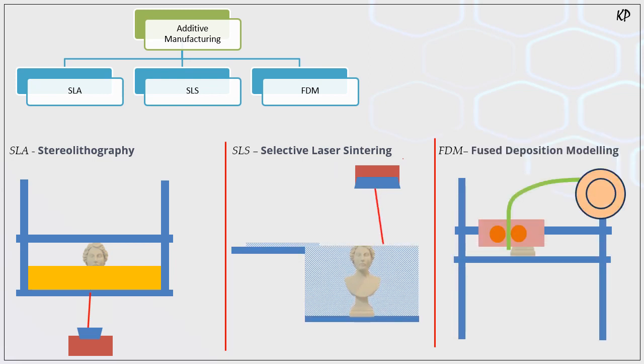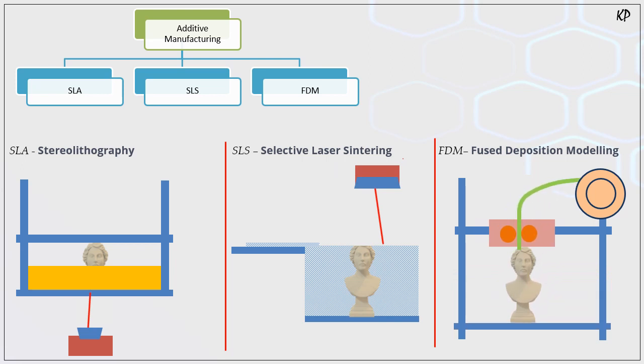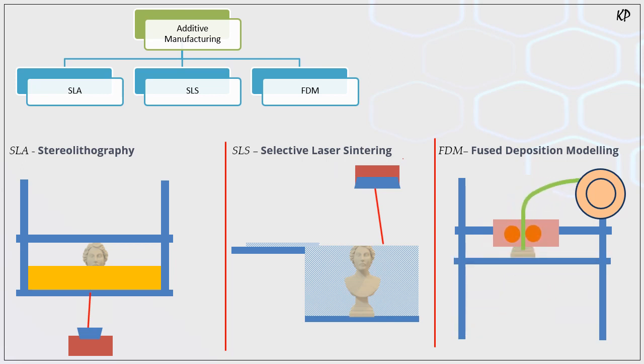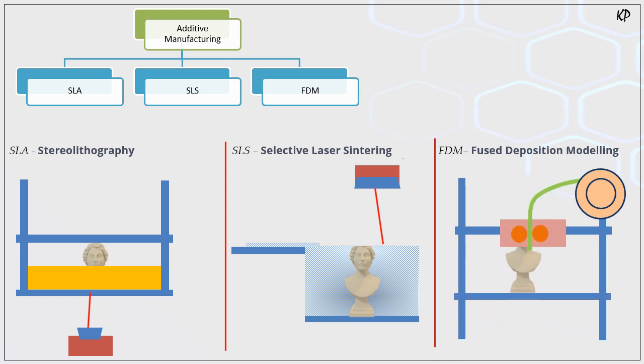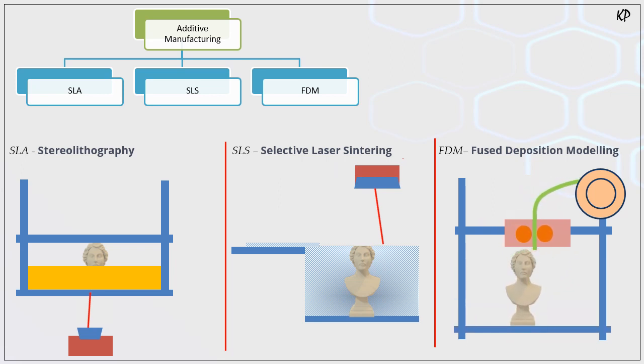The next process is FDM, called fused deposition modeling. There is one spooler which has your plastic thread or filament, and that is deposited on the floating platform layer by layer, and then your part gets created. You can see this in this video. So these are the three processes: SLA, SLS and FDM.